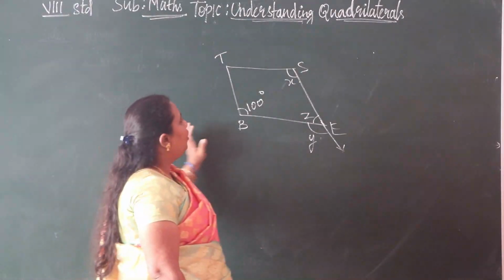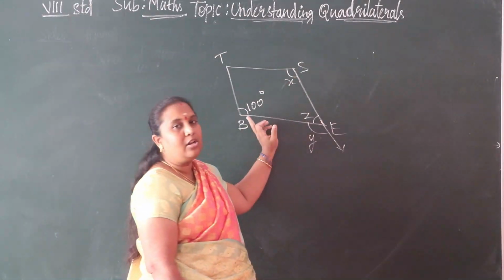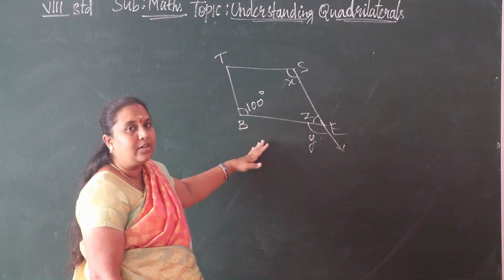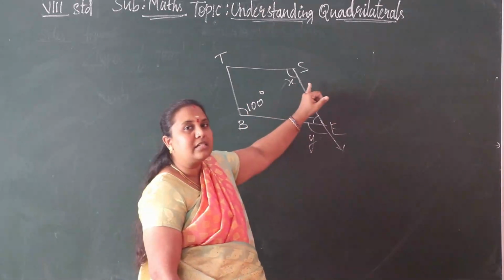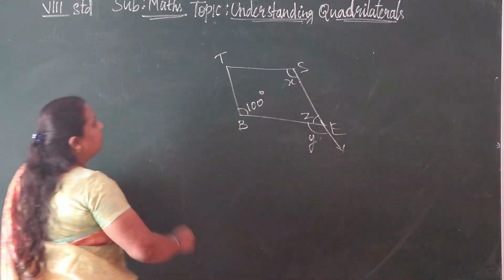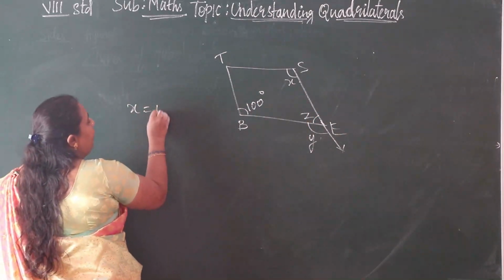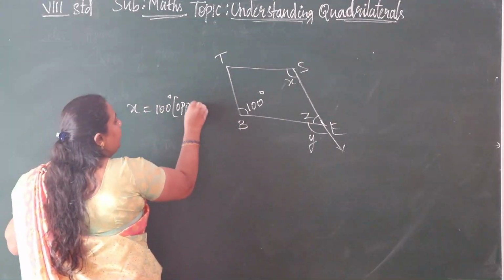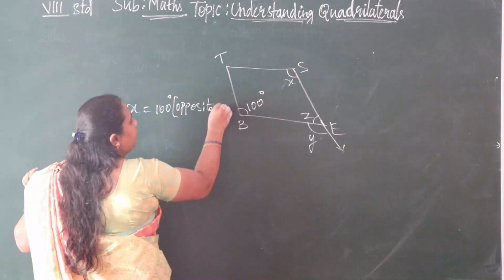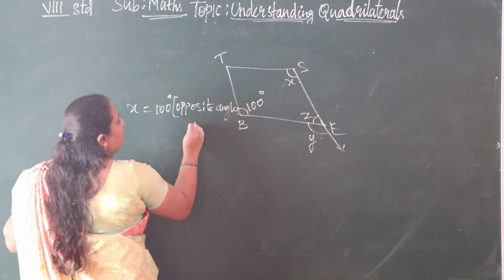Here we know that opposite sides of a parallelogram are equal. In a parallelogram, the opposite angles are equal. So we have to say x equals 100 degree, by opposite angles are equal.